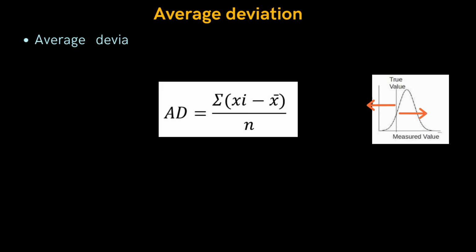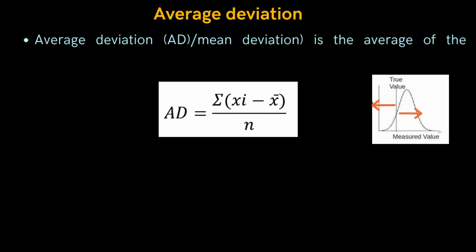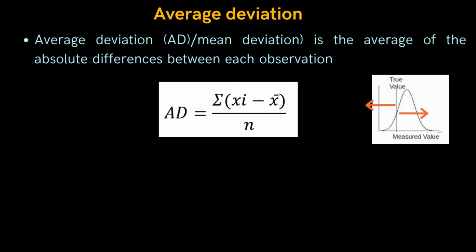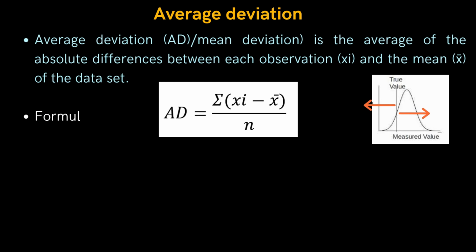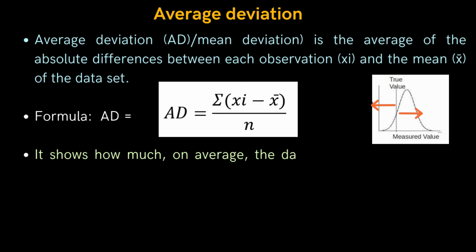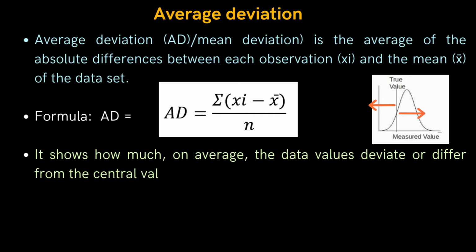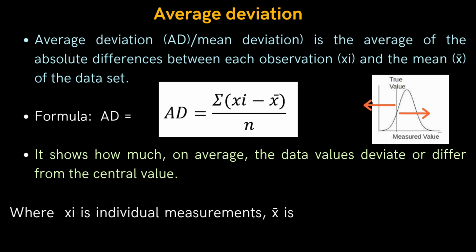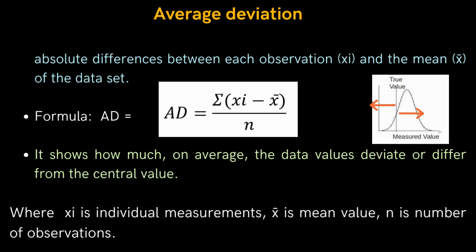Next, the use of average deviation in chemical analyses. Average deviation, AD, is also called mean deviation, which is the average of the absolute differences between each observation, xi, and the mean of the data set. The formula for determination of AD is equal to summation of |xi minus x bar| divided by number of observations, and it shows how much, on average, the data values deviate or differ from the central value. Where xi is individual measurements, x bar is mean value, n is number of observations.